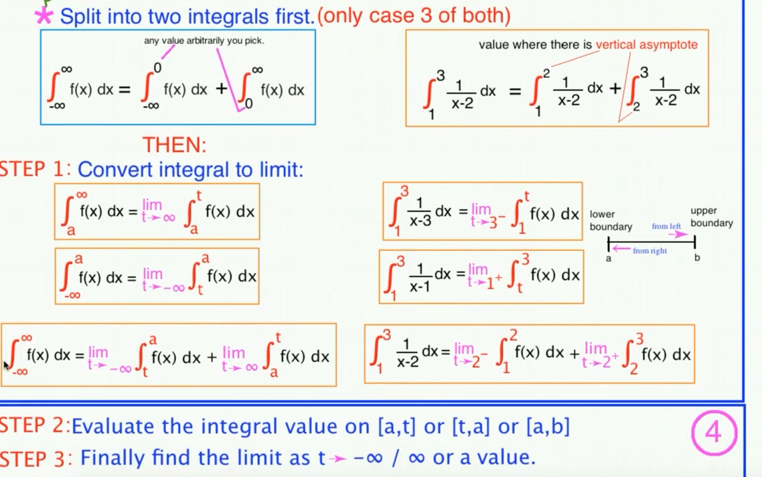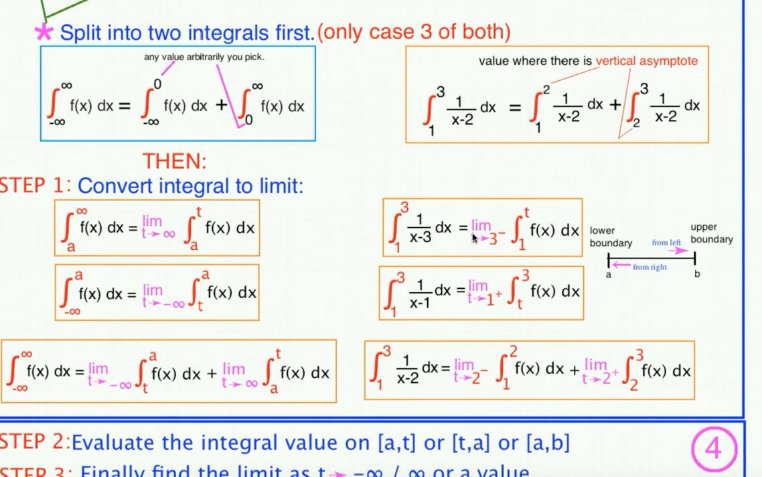If we have both boundaries going to infinity, then first we have to split this integral into 2 integrals. And we can split this integral from value a and pick t value and approach it negative infinity and calculate it from t to a value, plus we pick t value, which is approaching to positive infinity this time, and calculate the integral from a to t.